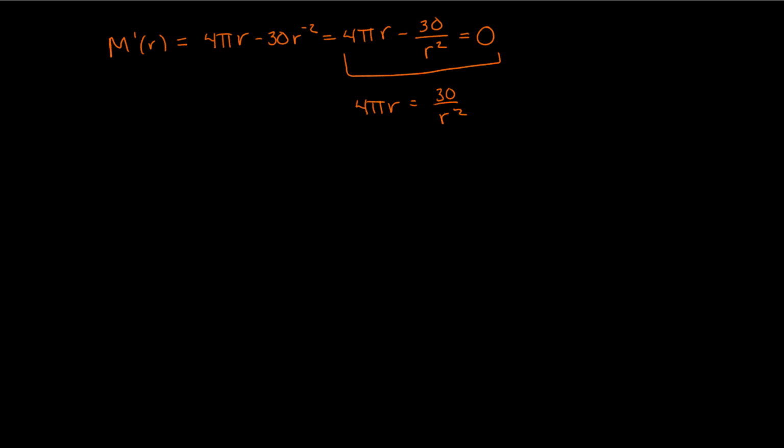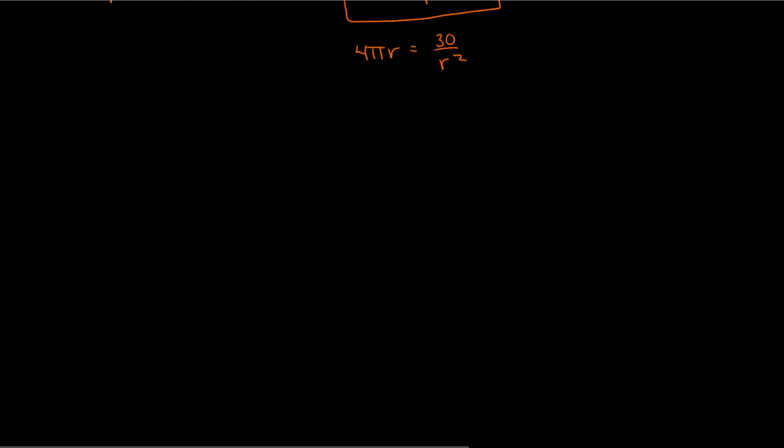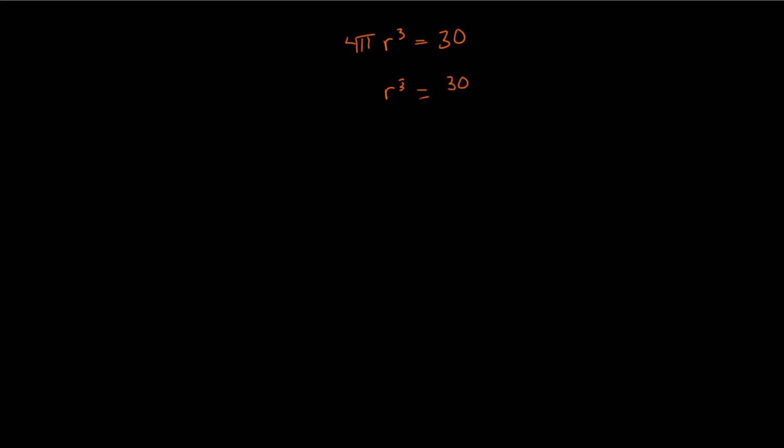I'm going to multiply both sides by the r squared, and this is going to give me r cubed times the 4 pi equals 30. Next, I'm going to divide by the 4 pi, which is going to give us r cubed equals 30 over 4 times pi. To compute r, I'm going to take the cube root of this 30 divided by the 4 pi.